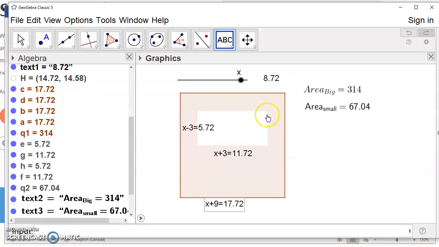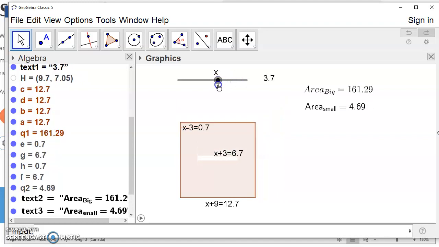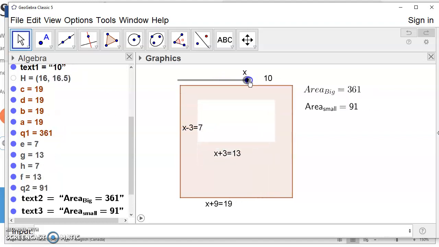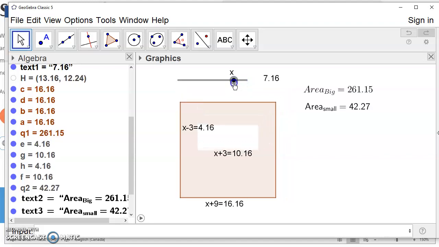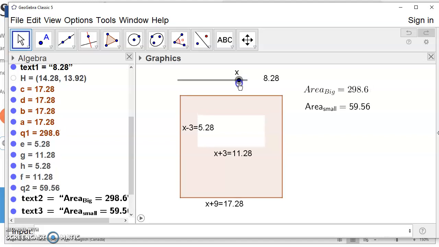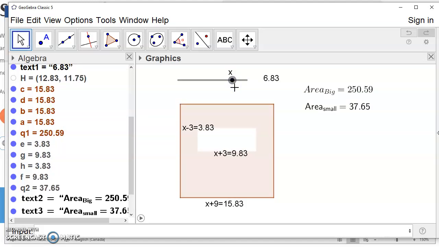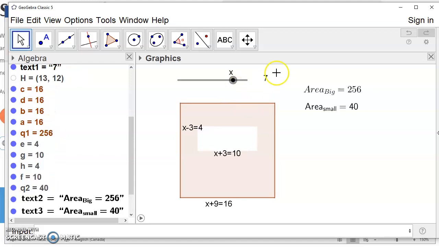Now, what it's asking us down here is to sub in a number to check to see that they're the same. So let's go with 7 and go with the big one first. This is just a little applet I built where I can change the x and it makes the shape a bit different, right? So let's do what they said, x equals 7. Then the big one is 16 times 16, which is 256. The small one is 4 times 10, which is 40.